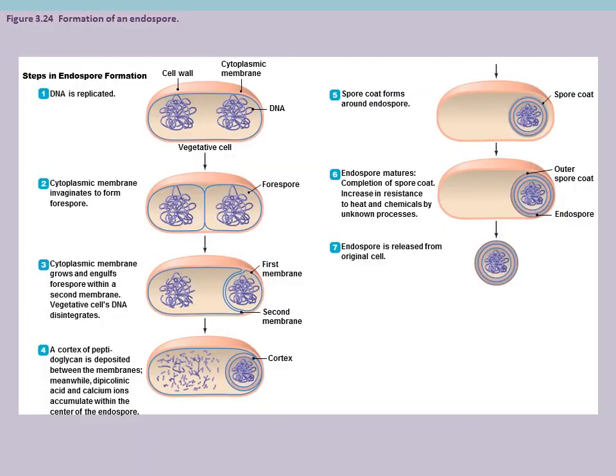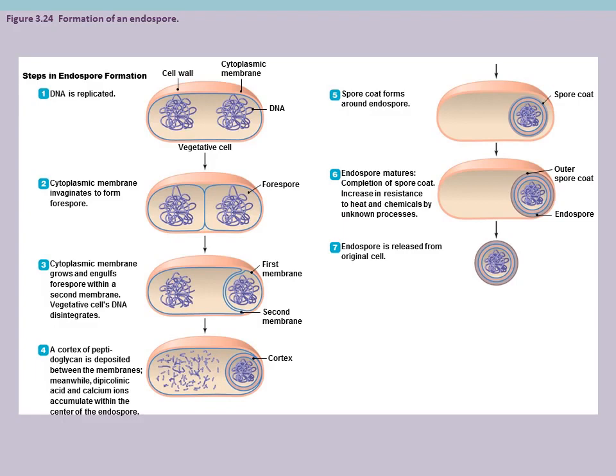For the formation of the endospore, first, before anything happens, you have to replicate the DNA and make another copy of it, so you've got a copy of the DNA that's going to survive. Then the cytoplasmic membrane starts to pinch in a bit, and it forms what is known as a forespore. The cell continues to grow, and as you can see, that forespore is now enclosed within a second membrane. The vegetative cell's DNA tends to disintegrate and the cell is dying.